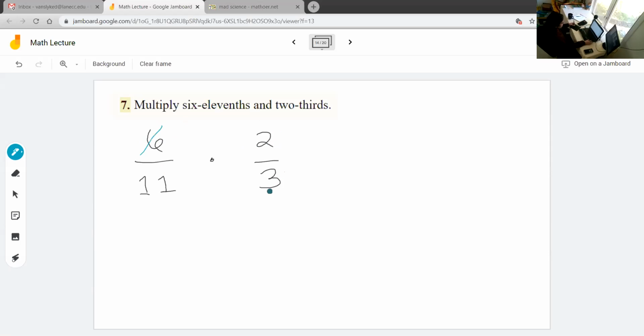I have to pick one thing on top and one thing on bottom. So 6 and 3, I'll cancel. What am I dividing by? 3. Sorry. 3 divided by 3 is 1. 6 divided by 3 is 2. Now when I multiply across, 2 times 2 is 4. 11 times 1 is 11. And I'm done.